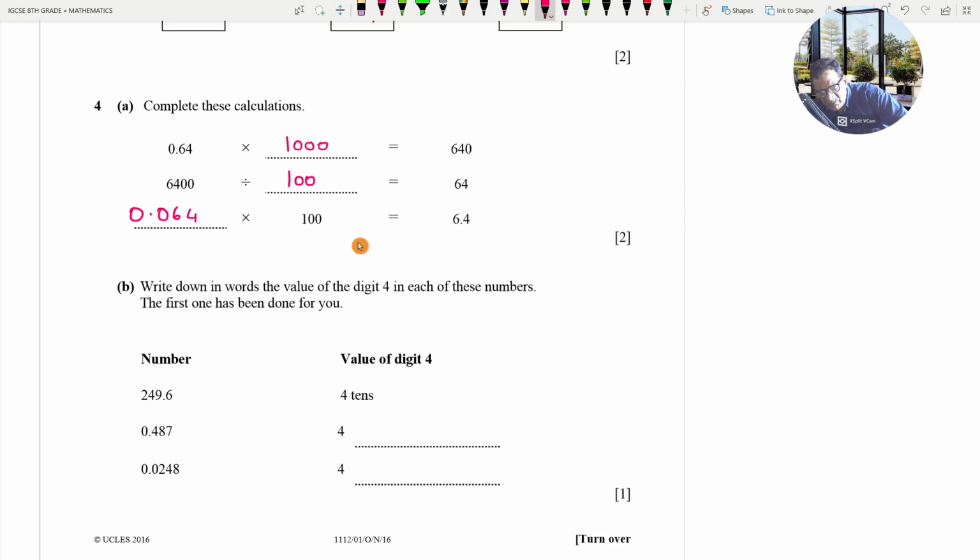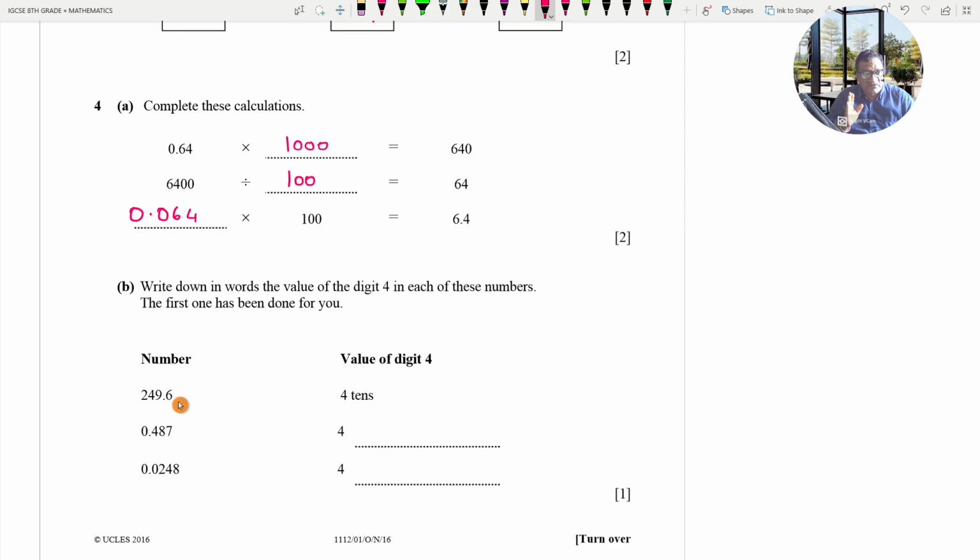Right, now let us try question number 4, the B part. Write down in words the value of the 4 in each of the numbers. Here these are the numbers given to you. 249.6. Can you see 4 is over here? Now what is the value of this digit 4 in this number? The value of the digit 4 is, now this 9 is the unit place, 4 is the tens place, and 2 is the hundreds place. 6 is known as the tenths place.